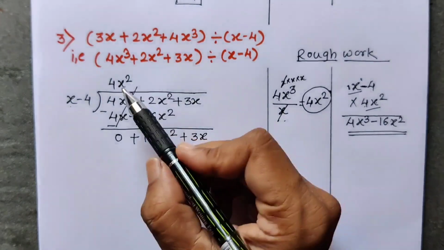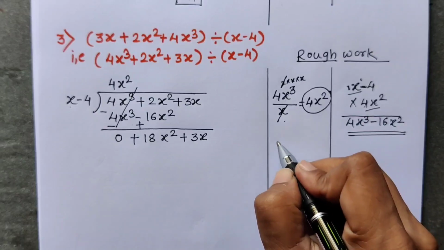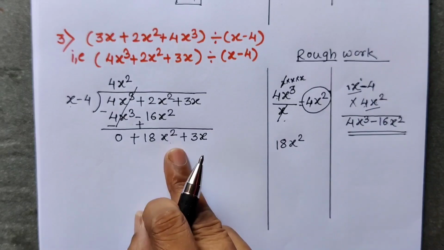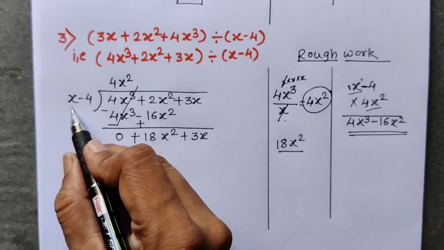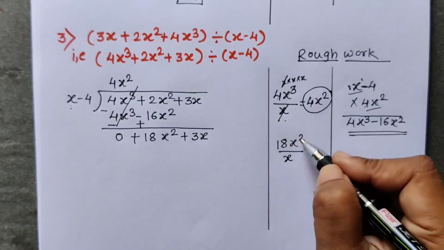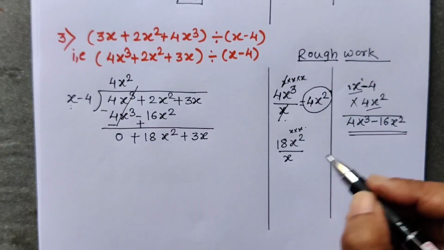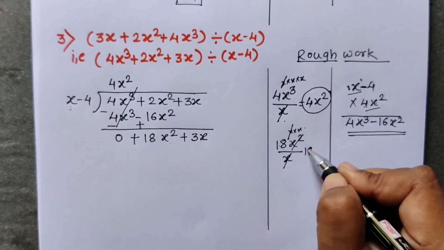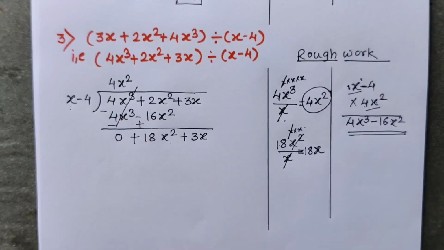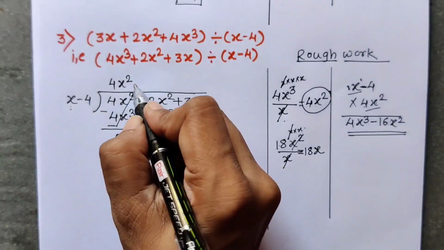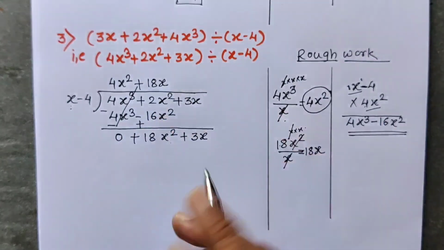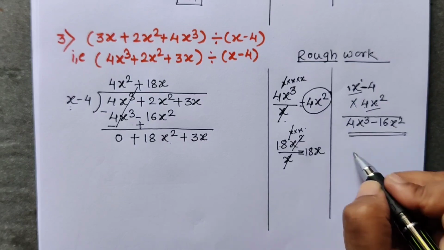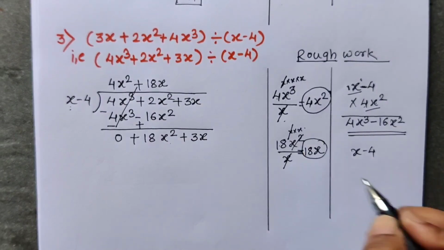Now again we have to find what to write in the quotient. For that we divide the first term of this second step, 18x square, by the first term of the divisor. Now x square means x into x, we all know that. So 1x is cancelled with 1x. So 18 and 1x remain: 18x. Plus 18x we write here. And what we have to write under the dividend, we find by multiplying this x minus 4 by this 18x.